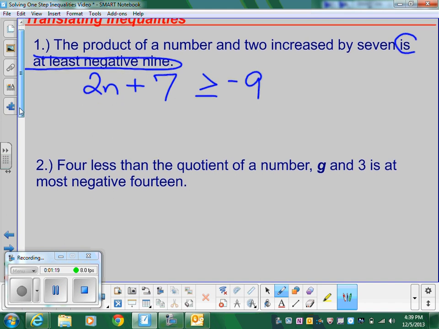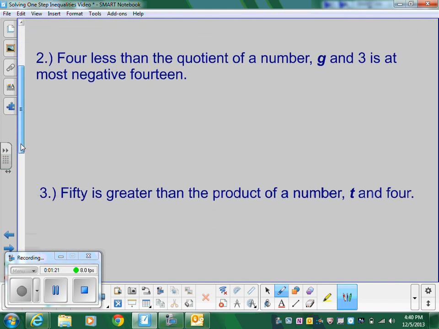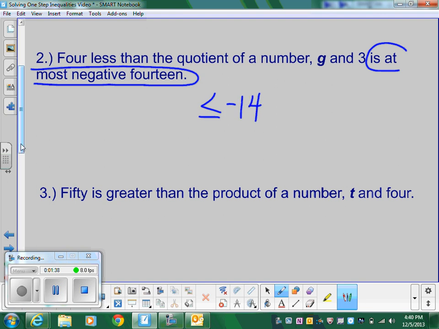Let's take a look at our second example. Once again, find that keyword "is," and the entire inequality statement after it. In this situation, we have "at most," which means a less than or equal to symbol, and the -14.